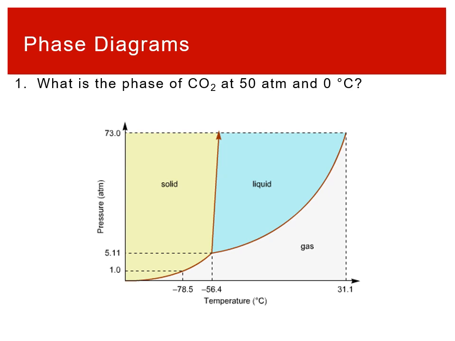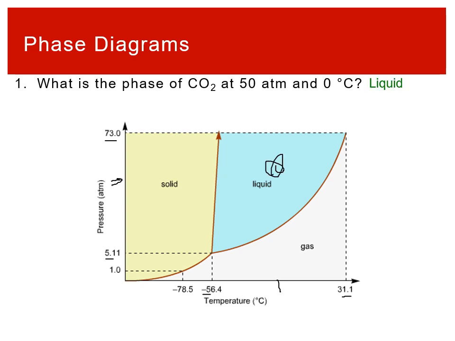So you want to look at your axes. You'll see the temperatures. We've got -56 and 31. So 0 is not on here, but we figured, ballpark it, somewhere like here. And then between 5 atmospheres and 73, we're given 5 and 73, so 50 is somewhere like here. And you'll note that puts us somewhere like here.